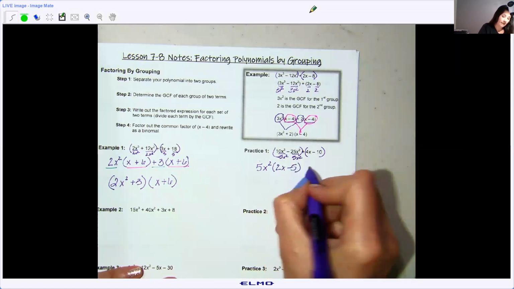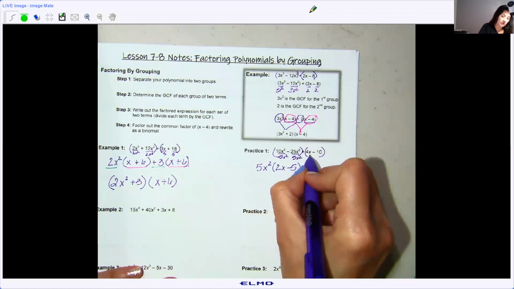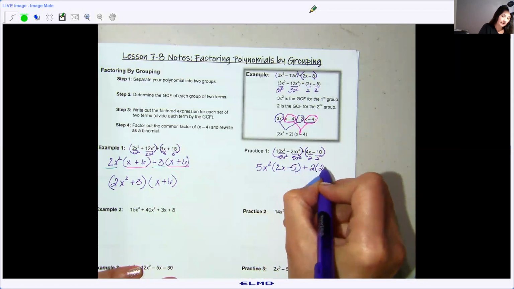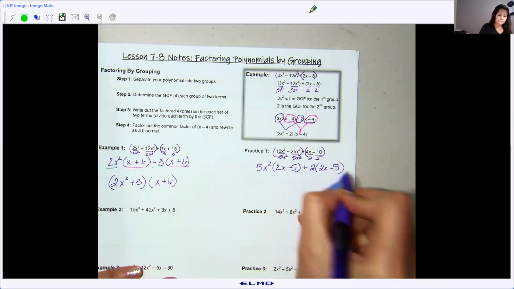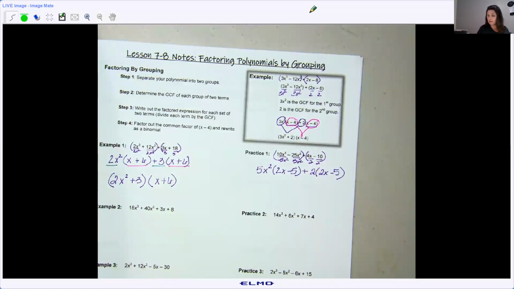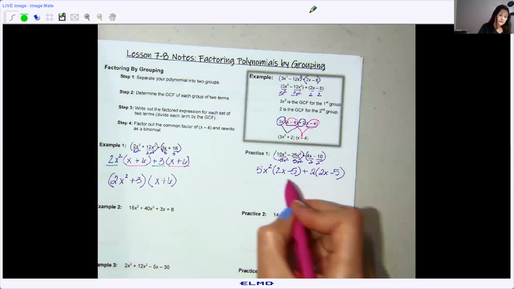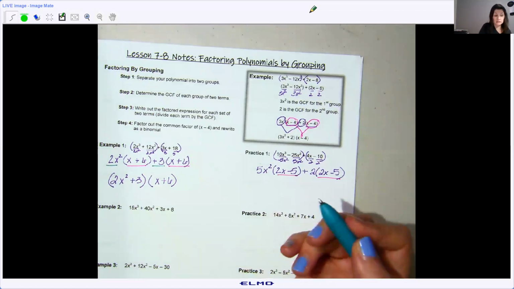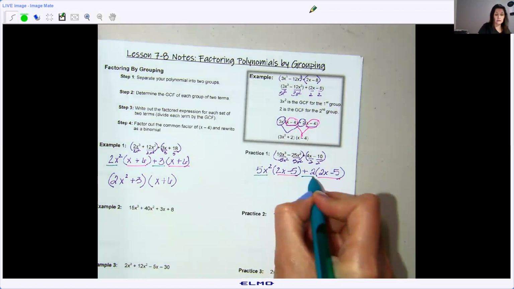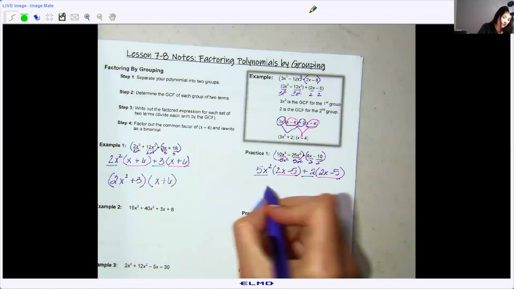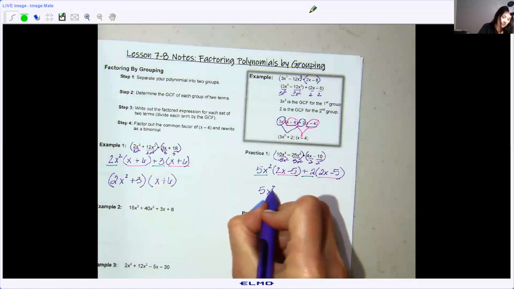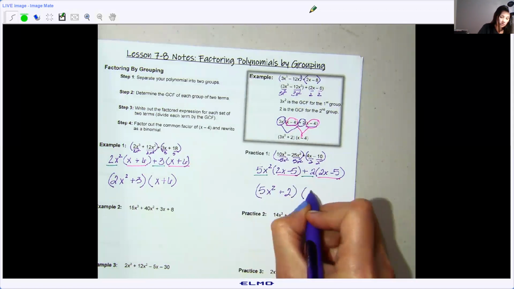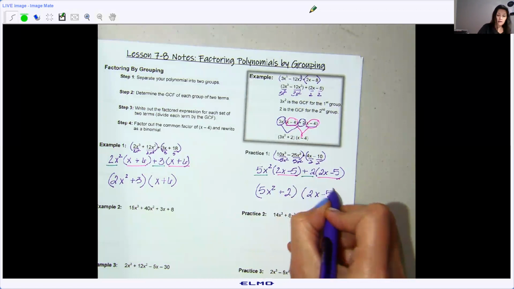okay? And then I'm going to pull out a 2 and divide these both by 2, 2x minus 5, okay? All right, these two can combine because they are the same. If they weren't the same, you wouldn't be able to combine them. And then these two can be combined together. 5x squared plus 2 times 2x minus 5.